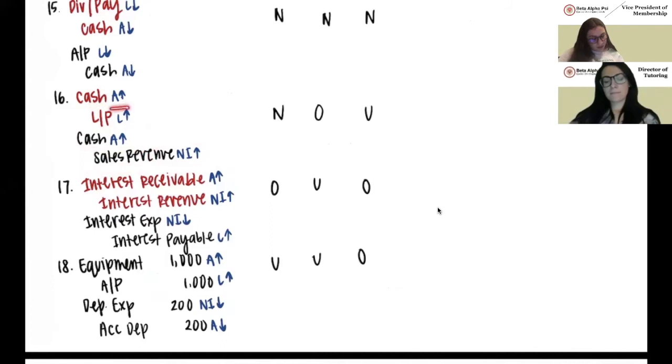So here, assets were done correctly, so there's going to be no effect on our assets, but liabilities were increased when they should not have been. So our liabilities are going to be overstated. And here they never recorded the sales revenue, which would have increased our net income. So sales revenue increases our net income, so our net income is going to be understated.